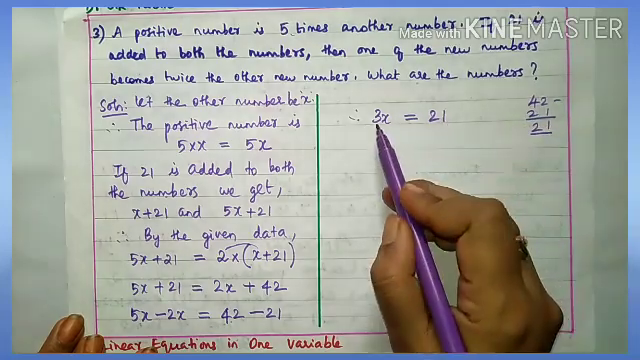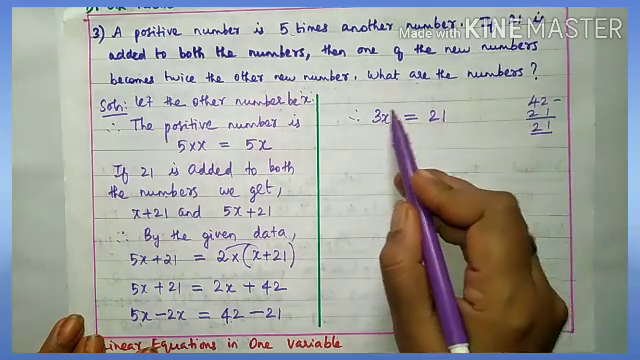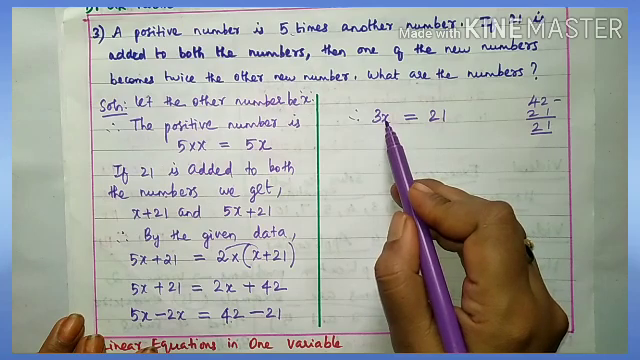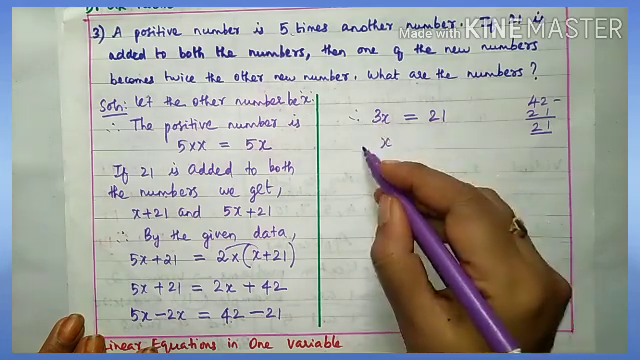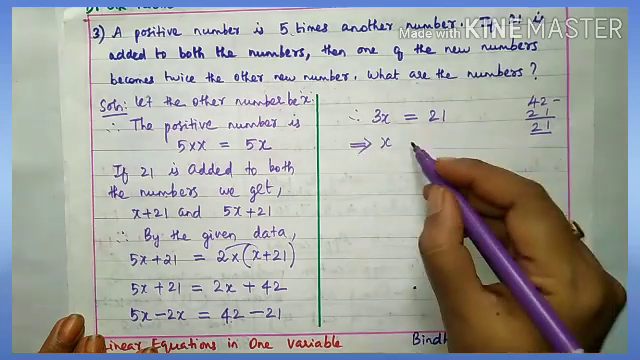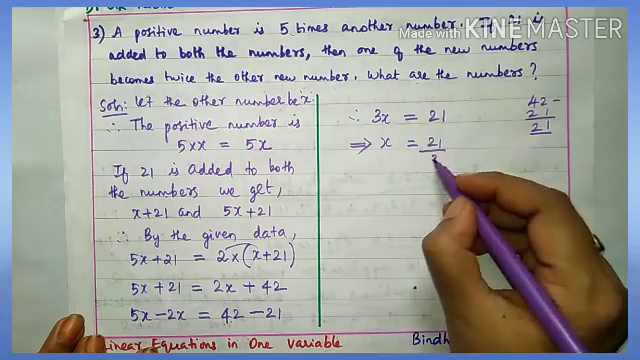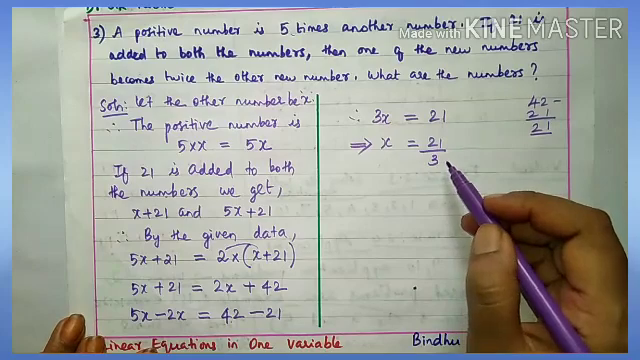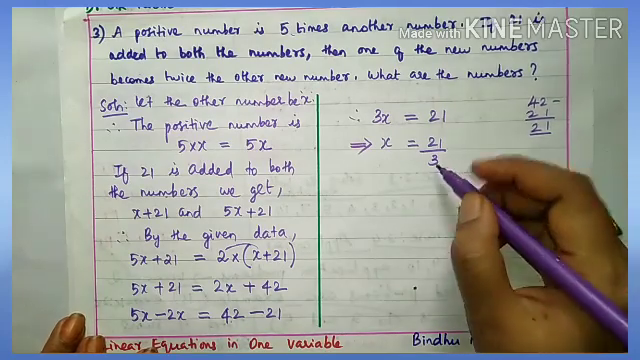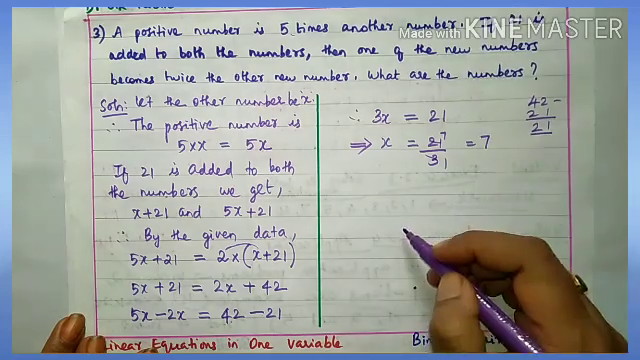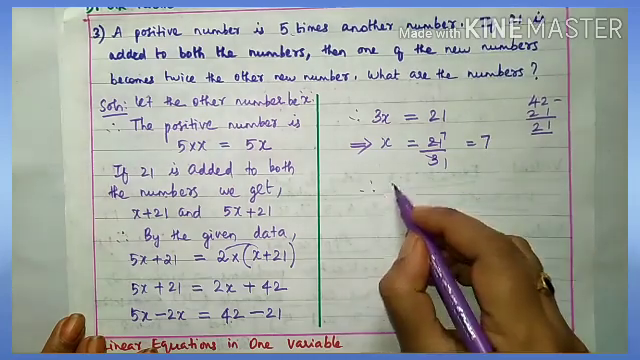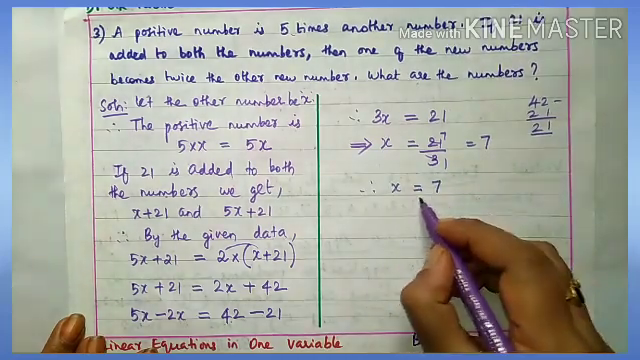Now, what is the next step? We want to transpose 3. We want to find the value of x. 3 into x, multiplication transposed becomes division. So, this implies x is equal to 21 divided by 3. And you know what is 21 divided by 3? How many times? Yes, 7 times. 7 threes are 21. So, therefore, the value of x is 7.